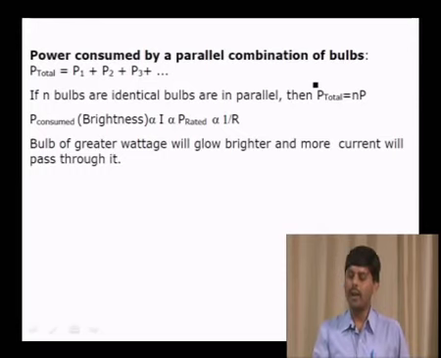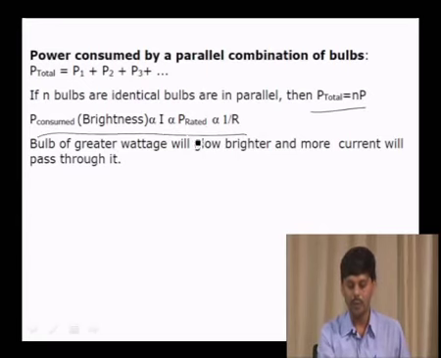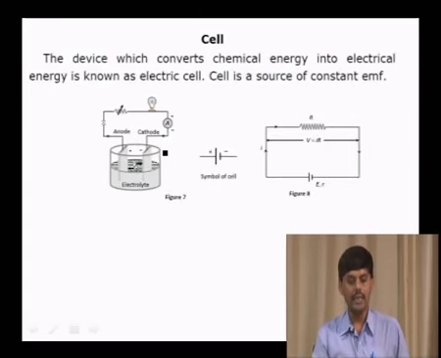Similarly, for a parallel combination of bulbs, the total effective power is P1 plus P2 plus P3. If all bulbs have equal voltage, then P total is equal to NP. Here the power consumed is directly proportional to the current, directly proportional to the P rated, and inversely proportional to the R. It means that when bulbs are connected in parallel, the one with the greater wattage will glow brighter. Next we will move on to the next concept, called a cell.